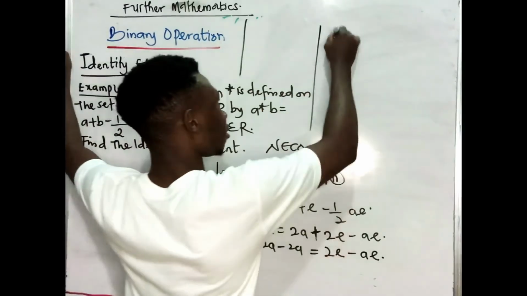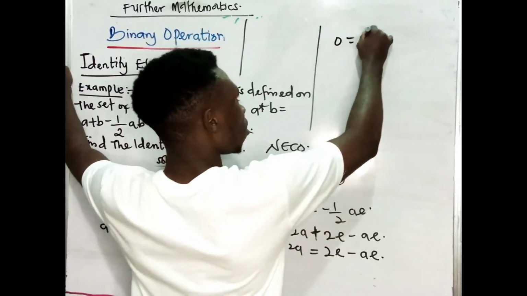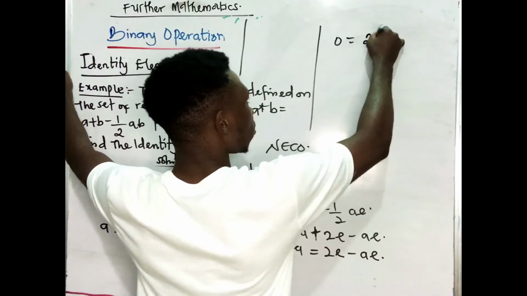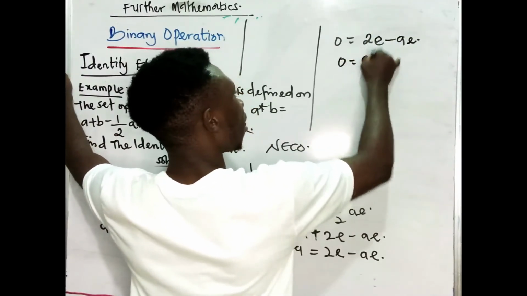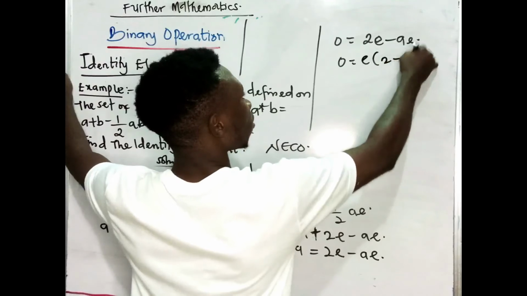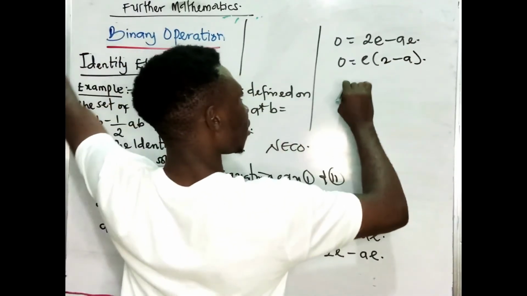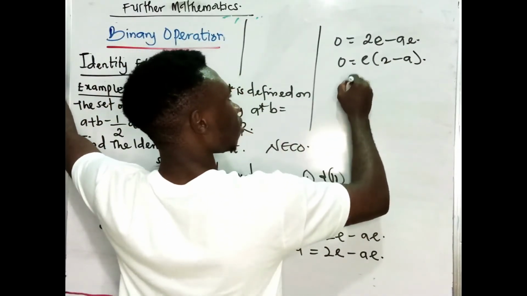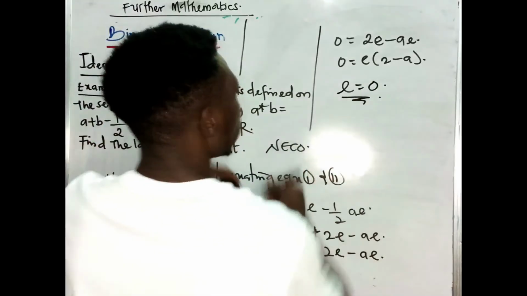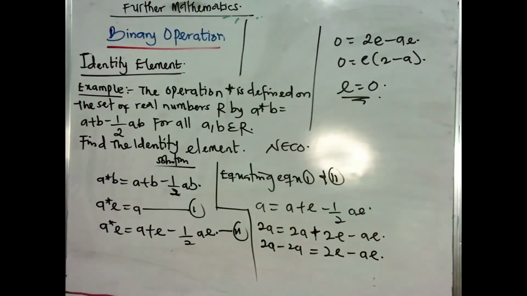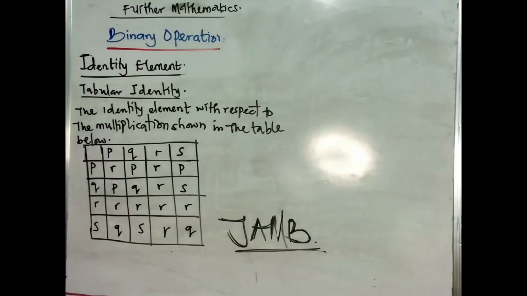That is, 0 here is equal to 2E minus AE. So 0 is equal to, factorizing, E times 2 minus A. So at this junction, your E here is equal to 0. So your E here, which is your identity element, is equal to 0, and that is your final answer.